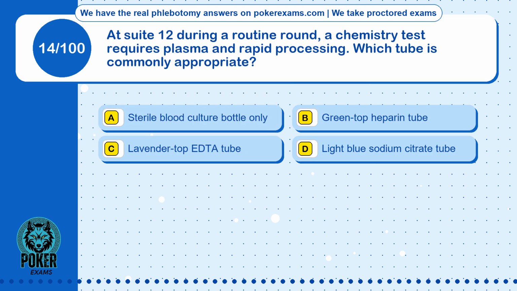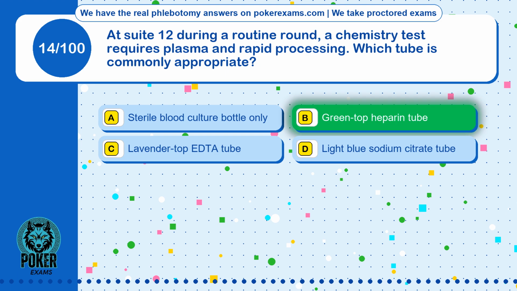Question 14. At Suite 12 during a routine round, a chemistry test requires plasma and rapid processing. Which tube is commonly appropriate? Option A, sterile blood culture bottle only. Option B, green top heparin tube. Option C, lavender top EDTA tube. Option D, light blue sodium citrate tube. The correct answer is option B.